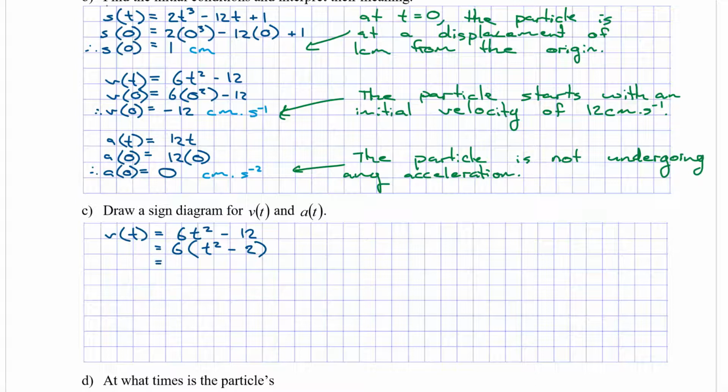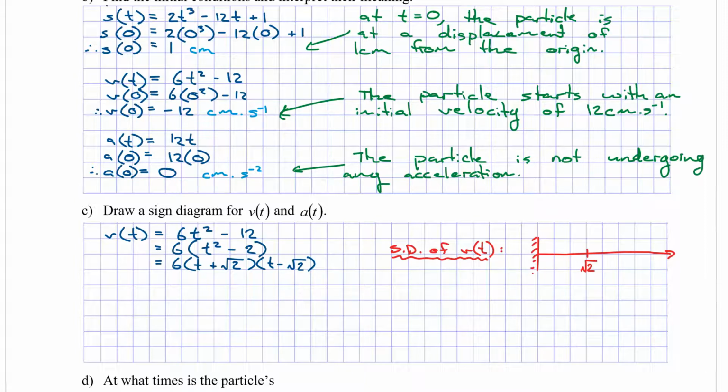So the roots of this particular one are going to be 6 times (t plus root 2)(t minus root 2). So it's a difference of two squares condition here. Even though 2 is not a perfect square, we can still trigger the condition by taking the root of 2. Alright, so for the sign diagram of v of t, we know that it's got to start at 0 because remember we can't get negative time, at least in this context. And we're looking at the values of v of t either side of root 2.